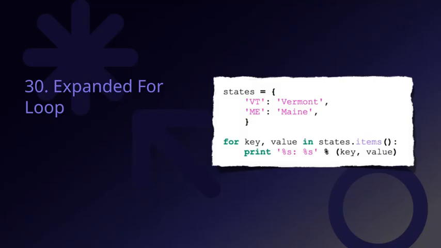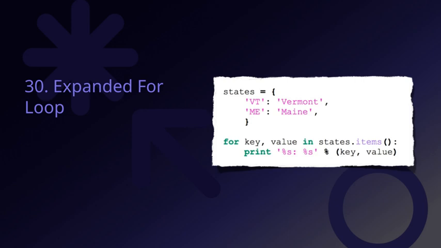All right, let's dive into slide 30, which focuses on the expanded for loop. So, we've already seen the basic for loop, but now we're going to explore how it can be extended to become even more powerful and flexible. The key idea here is that the expanded for loop allows us to iterate over more complex data structures, like lists, tuples, and other iterable objects, with ease.